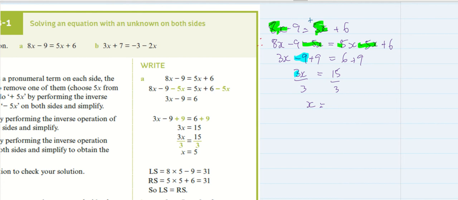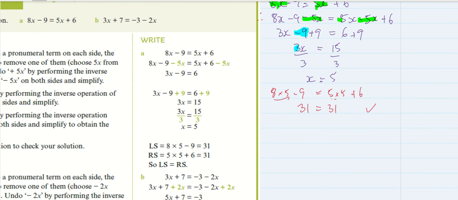So x equals 5. Now I can substitute that into the equation to see if the left hand side equals the right hand side. My check is 8 times 5 take 9 equals 5 times 5 plus 6. Does the left hand side equal the right hand side? Well, 5 eights are 40, and 40 take 9 is 31. On the right, 5 fives are 25 plus 6 equals 31. So yes, the left hand side equals the right hand side.